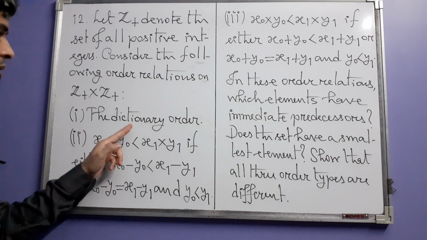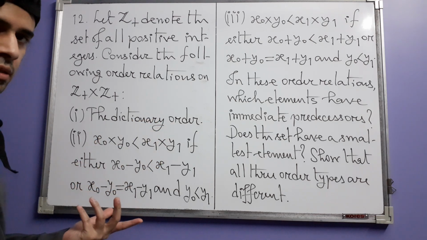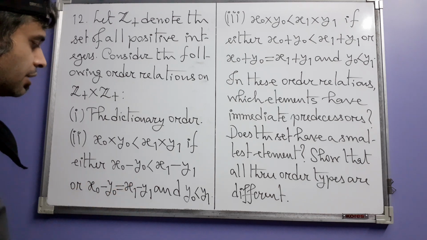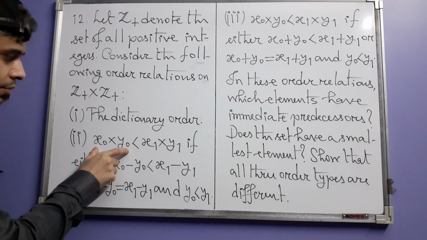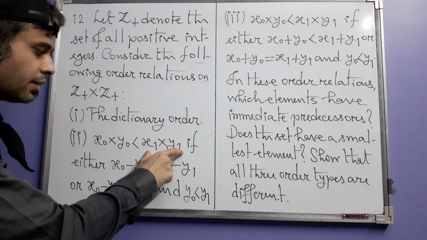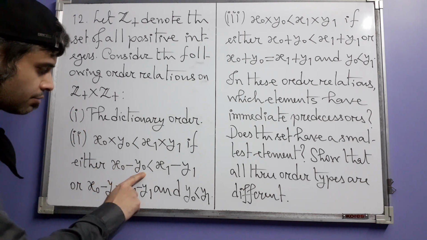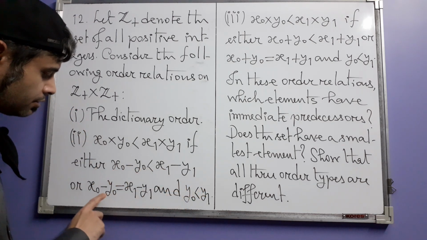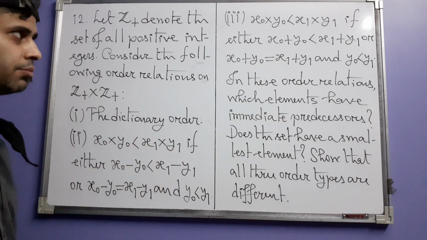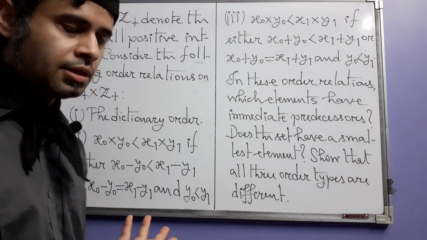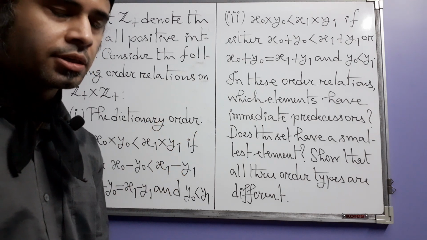The first one is our familiar dictionary order. The second one is another similar but different one. In this second order, the ordered pair (x0, y0) is considered to be less than (x1, y1) if either x0 minus y0 is less than x1 minus y1, or they are equal and y0 is less than y1. Okay, so you can see that the definition has similarity with the definition of dictionary order.